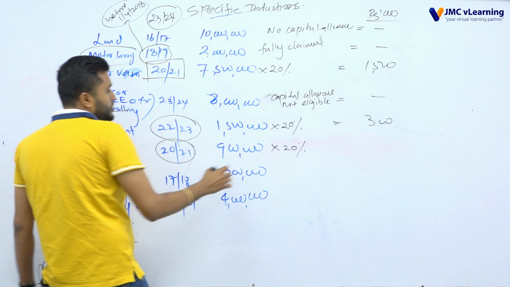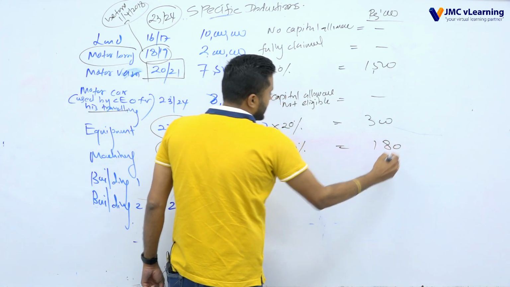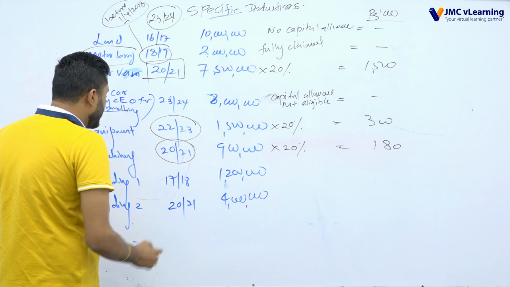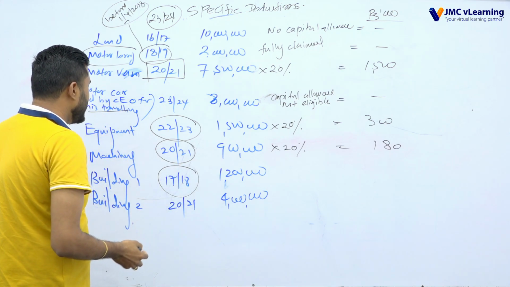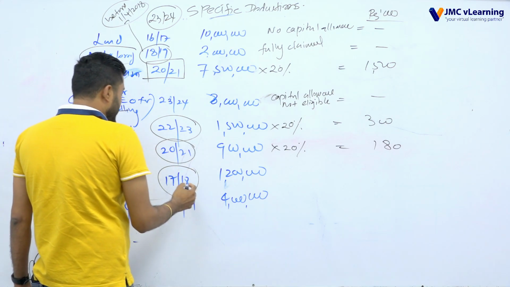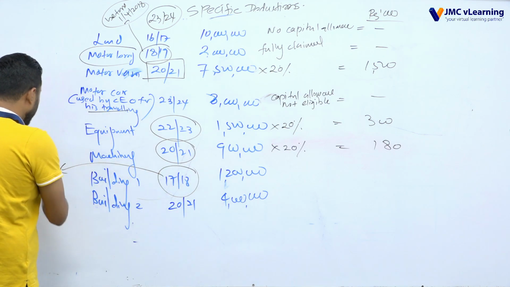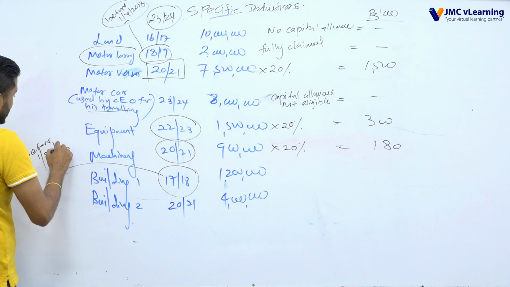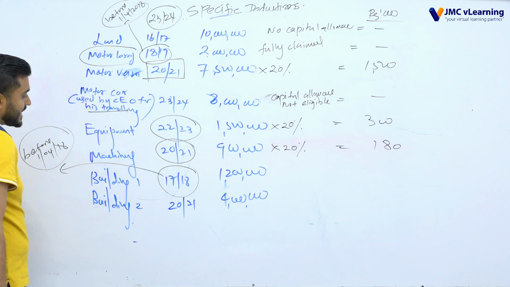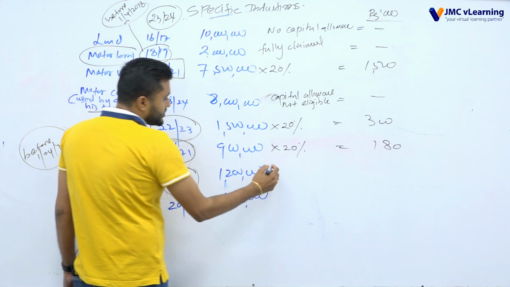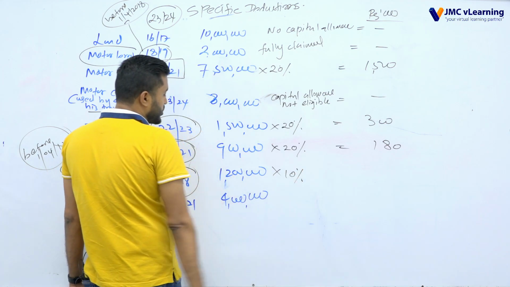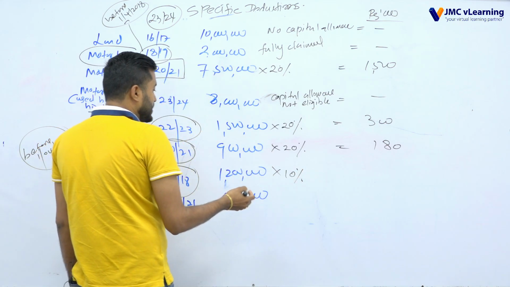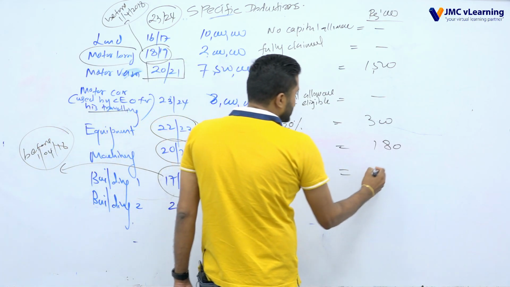Right, here 180. So it's the buildings. So 17/18 means that it is before 1st April 2018. That means you have to use the old act. Therefore, the old act gave for buildings 10%, 10 years. Then you can divide by 10 years or multiply by 10%. Here 120.